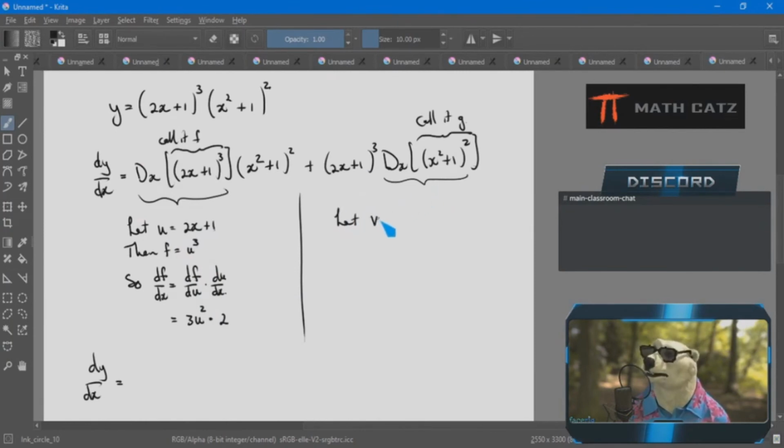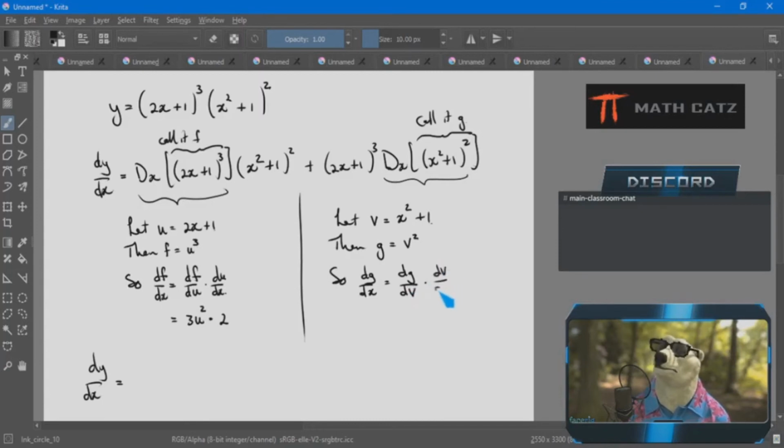This one maybe, let's call it the inside function v. I can't use a u, right? I've used u already. It's a different inside function. Then g is v squared, still pretty straightforward. And so my chain rule is helping me find the derivative of g with respect to my inside function times the derivative of the inside function with respect to x. Clearly just a 2v times 2x. Quite straightforward. The product rule helped me to isolate the pieces.